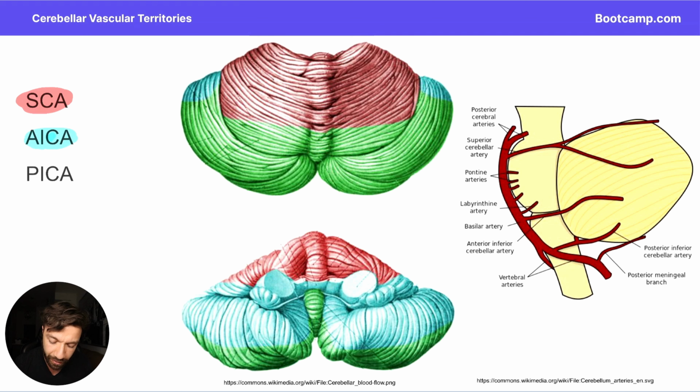And then lastly, we have our posterior inferior cerebellar artery, and this is going to be providing this posterior aspect as well as a lot of this inferior aspect in relation to the other two blood vessels. Coming to this diagram, you can see the superior cerebellar is going to come off and give off these branches. The anterior inferior is going to come off and do the anterior inferior aspect, and then we have our posterior inferior, which is going to come off and do the posterior aspect of the cerebellum.